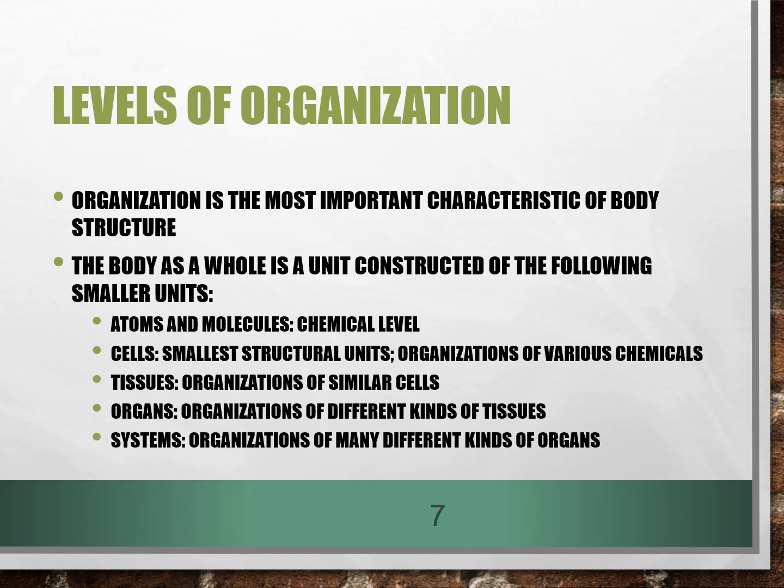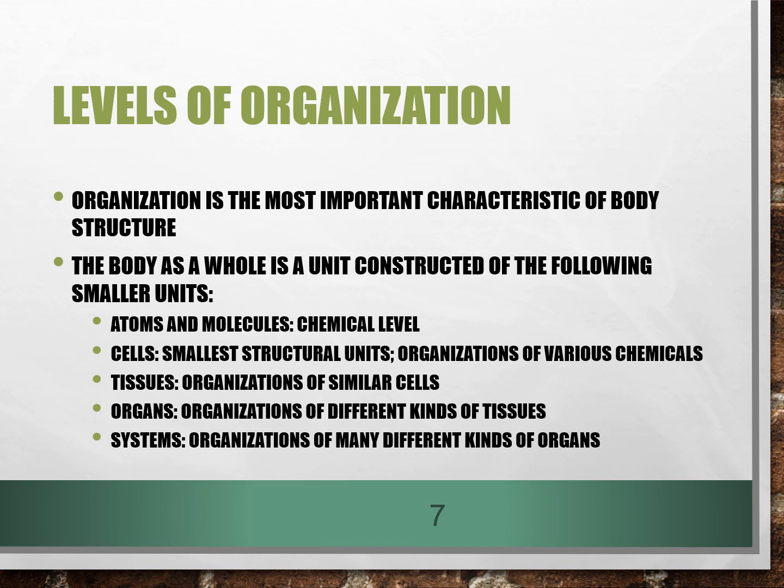So levels of organization. Organization is the most important characteristic of the body structure and of any living organism. So if we start with the smallest particle, we're talking about atoms. So on a chemical level, we have atoms, which are the smallest components of matter, and those atoms join together to create molecules. If we take another step up, we're going to be looking at cells. Cells are the smallest structural units of any organism. Once we have a collection of those cells, we can call that a tissue.